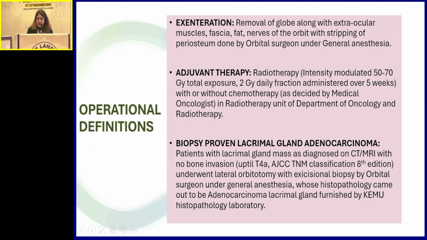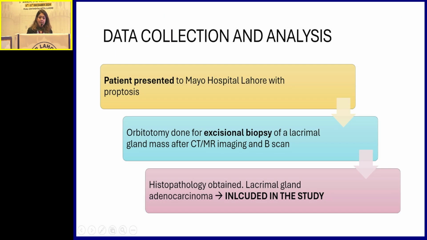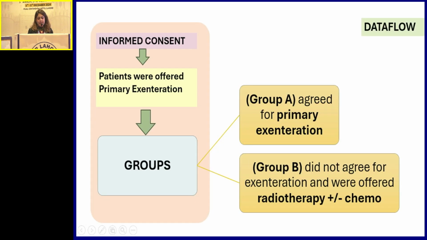For the operational definitions, exenteration, we all know, is removal of everything from the orbit. Adjuvant therapy was decided by the oncologists at Mayo Hospital, and they decided to give 2 grays daily fraction for about 5 weeks, so a total of about 50 to 70 grays. Biopsy proven lacrimal gland adenocarcinoma included was T4A as per the AJCC TNM classification. Patients with proptosis underwent excisional biopsy and were included in the study.